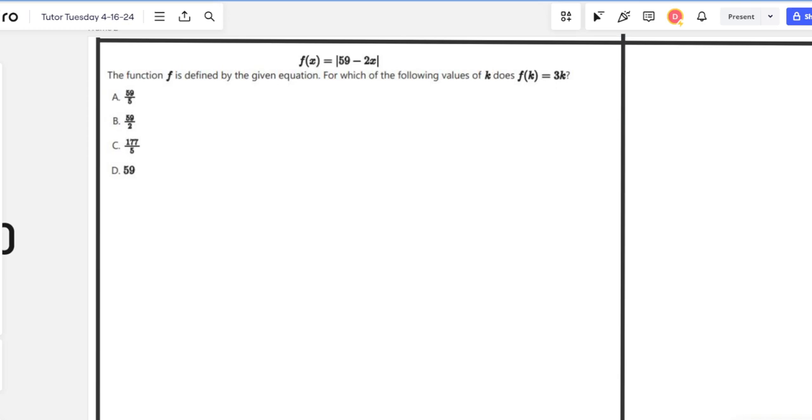Let's do this question. The function f is defined by the given equation. For which of the following values of k does f of k equal 3k? That's not too bad. We just have to substitute in k into this equation and then see when it's going to equal 3k. So let me plug that in.